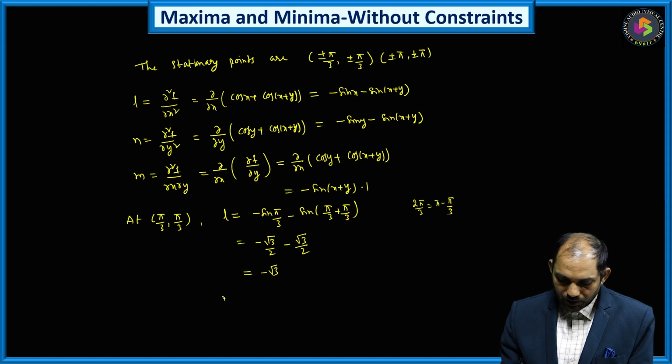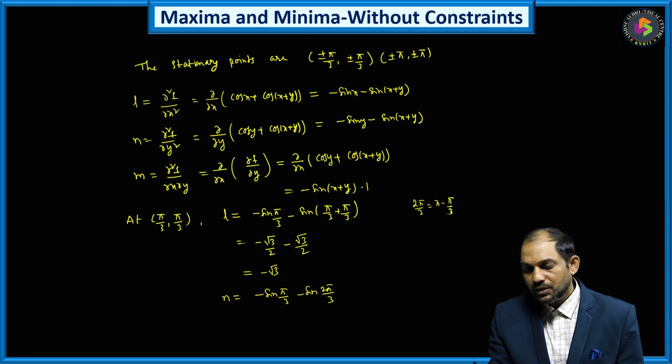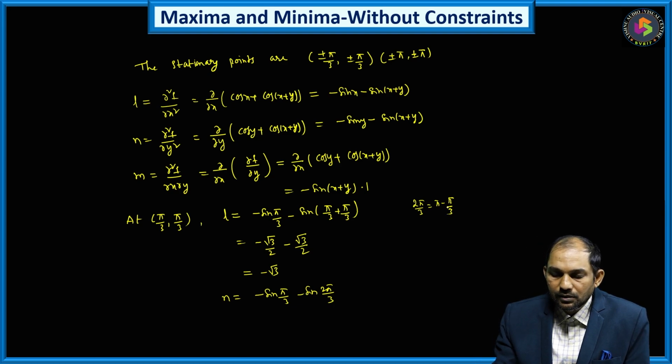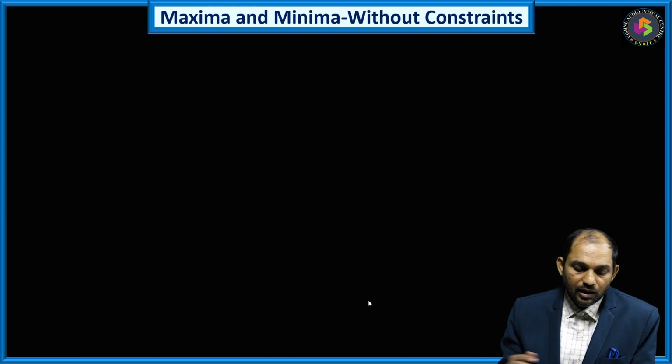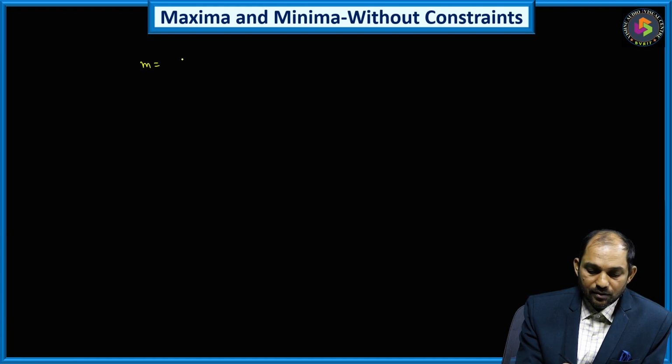With the same argument, we get n as minus sin pi by 3 and minus sin 2 pi by 3, and 2 pi by 3 can be written as pi minus pi by 3, and sin of pi minus theta is sin theta. Therefore you get sin pi by 3 here. So from this you get minus root 3 by 2 minus root 3 by 2, in total minus root 3. Similarly, we have to compute the m value. M is given by minus sin of pi by 3 plus pi by 3. This is minus sin 2 pi by 3, and this is minus root 3 by 2.